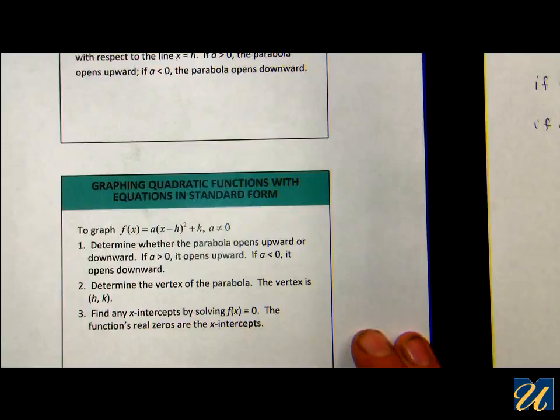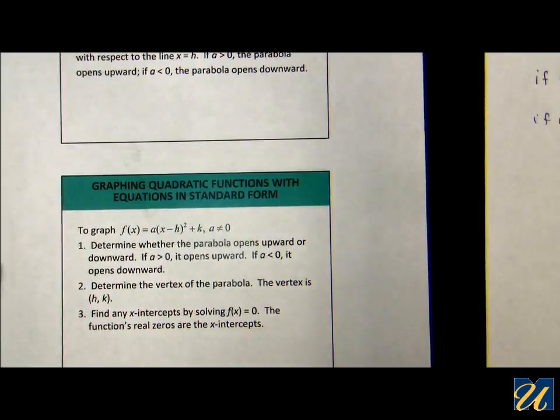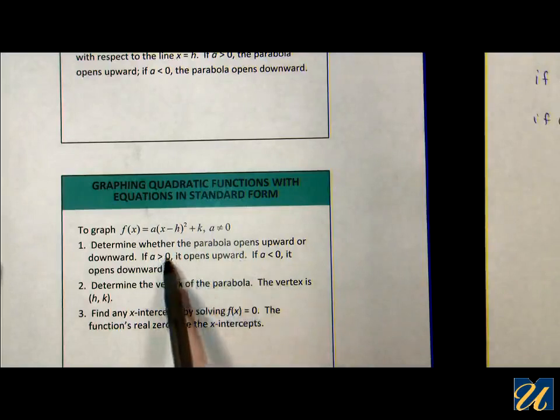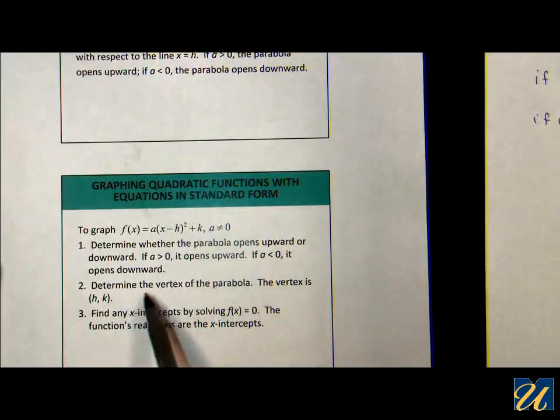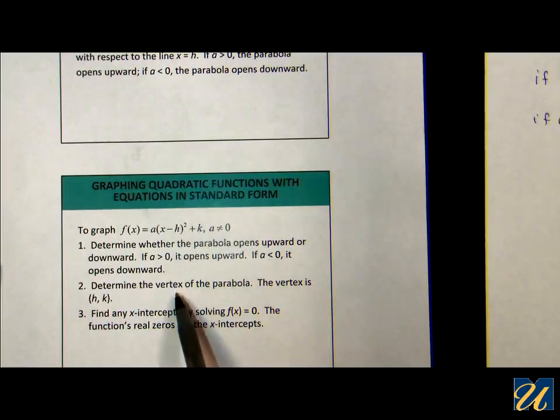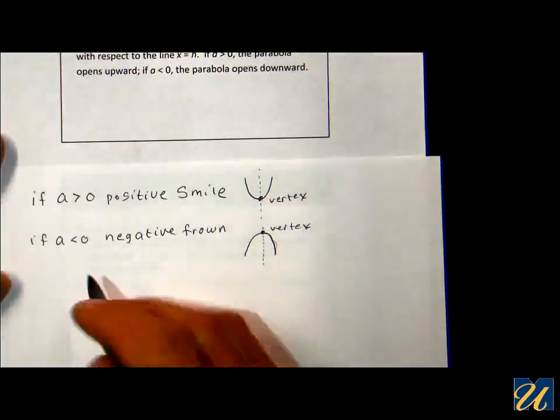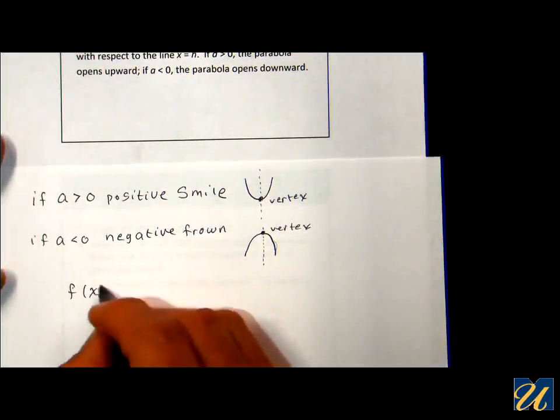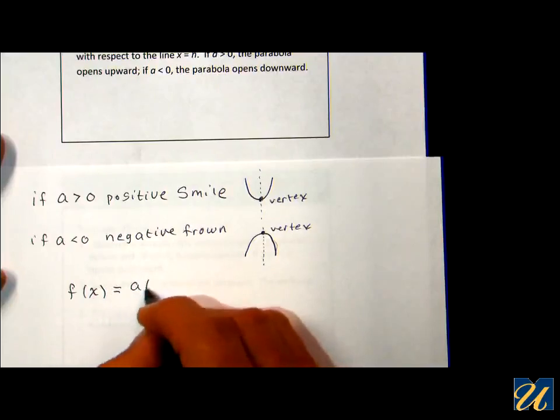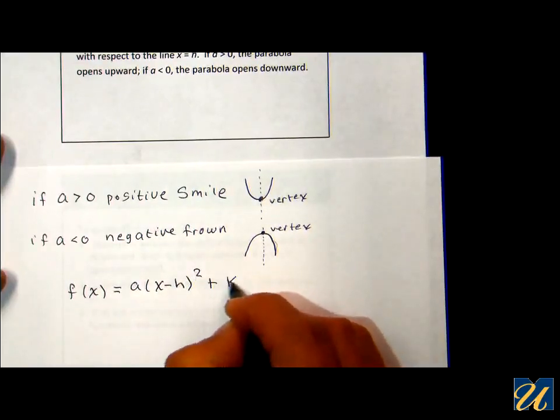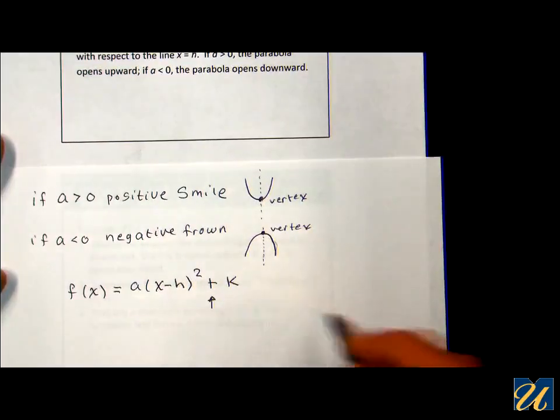Graphing quadratic functions with equations in standard form. So first we determine whether it smiles or frowns, and that's given by the value of a. Second, determine the most important point on that parabola. That's called the vertex of the parabola. The vertex is (h, k). Now, you have to be a little careful about this, that when you have the function f of x equals a times (x minus h) squared plus k, you must have a plus sign here.